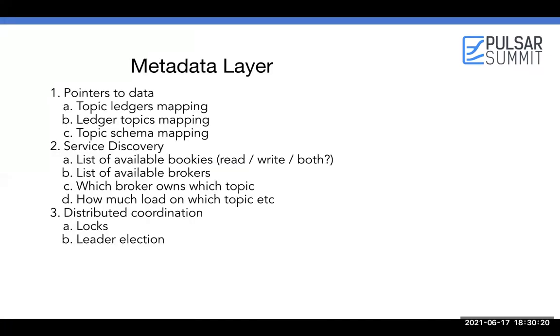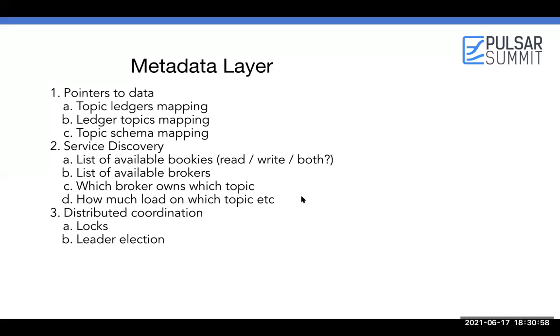So on the metadata layer, summarizing everything, what do we store? We store 5 different kinds of things that I have listed here. In this slide, you can see 3 of them. First, pointers to data. With a topic, we have mappings of which ledgers store the data relating to this topic. With ledgers, we saw earlier that the custom metadata tells you which topic it belongs to, and which topic is mapped to which schema. That is there in the metadata layer, again on Zookeeper.